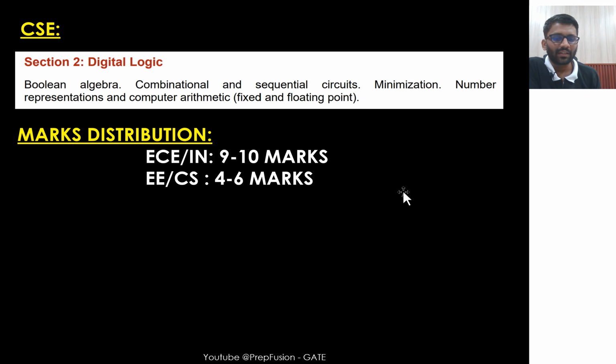And the marks distribution: EC and instrumentation will have 9 to 10 marks, and electrical and CS will have 4 to 6 marks. That is the general trend. In CS, I guess in 2019, digital logic was asked for 9 to 10 marks. That may also happen, but the general trend is 9 to 10 marks for EC and instrumentation, and 4 to 6 marks for electrical and CS.